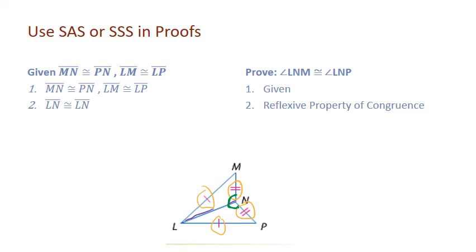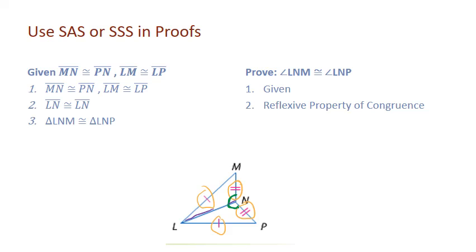If that's the case, then we know that all three sides of both of these triangles are congruent. LM is congruent to LP, MN is congruent to PN, and LN is congruent to LN. So triangle LNM is congruent to triangle LNP. Top triangle is congruent to the bottom triangle, so to speak.